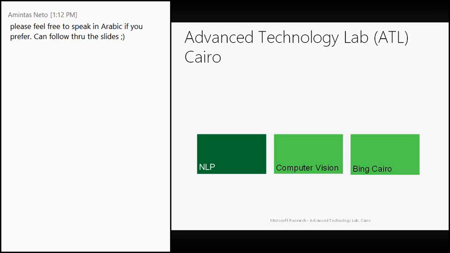The second team is the computer vision team, and this is a group of RSDs and researchers that mainly work in the multimedia field, especially in image processing, scene detection, and object detection, and so on. And the last big team is Bing Cairo. This is part of the Bing global team, and the main responsibility of this team is to enhance and add features to the Bing search engine in the Arabic market.